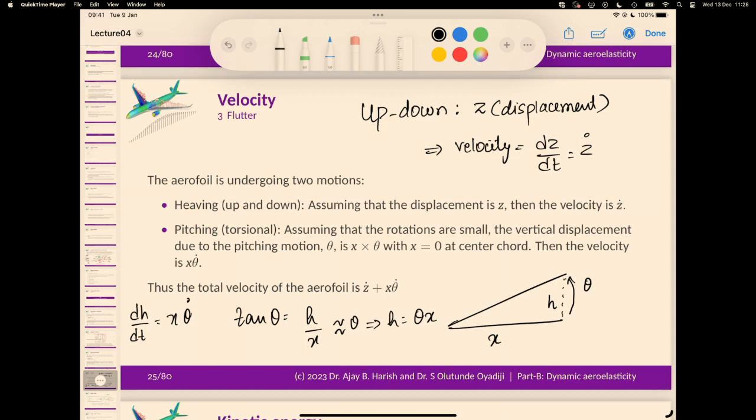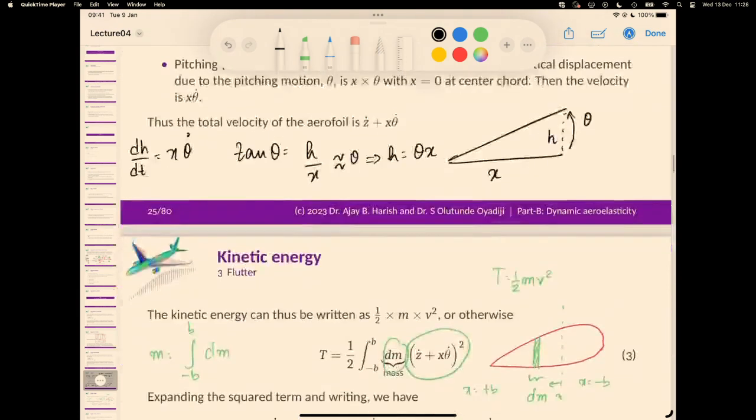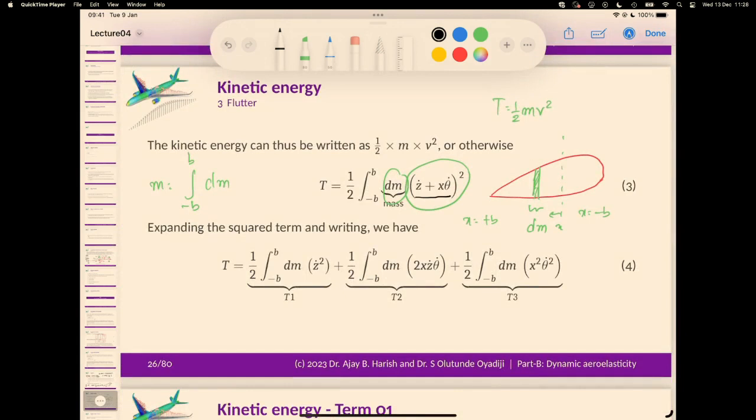So my net change in height of my airfoil, or the net change in the height of my flexural axis, is up and down. Sorry. Net change is from up and down plus pitching. So that gives us z dot plus x into theta dot. Right? So we have one motion because it's up and down. As it's going up and down, the airfoil is also undergoing some kind of a pitching motion. So my net velocity is nothing but z dot plus x into theta dot. Any questions on that so far? Okay. If there are no questions, that's what we are substituting in here as our velocity.